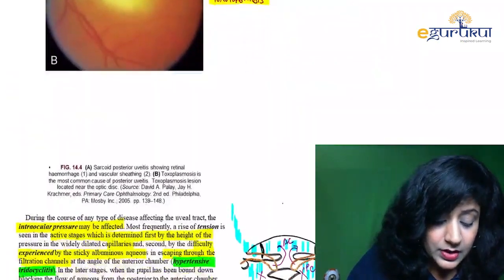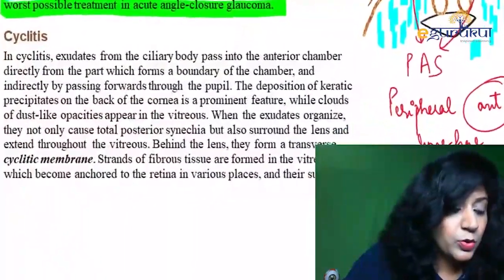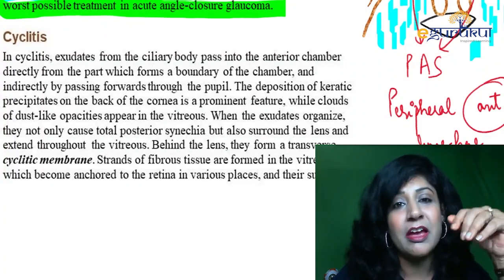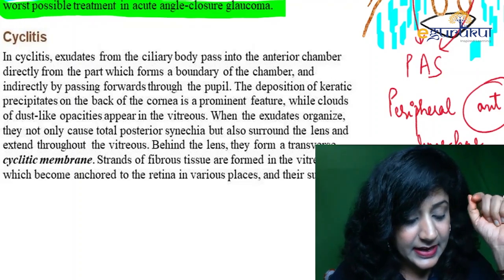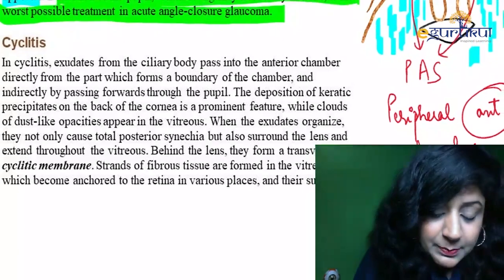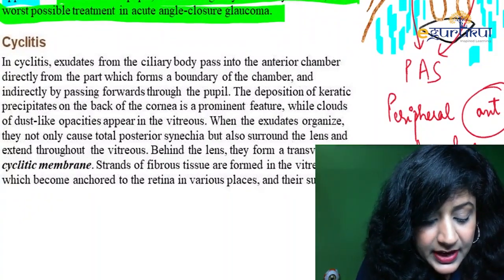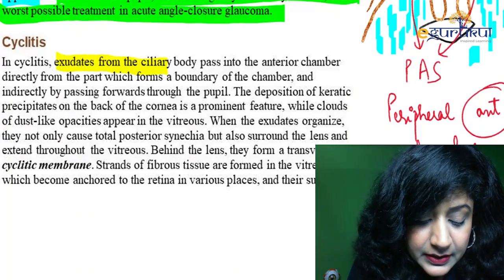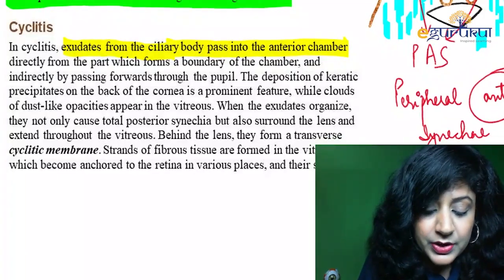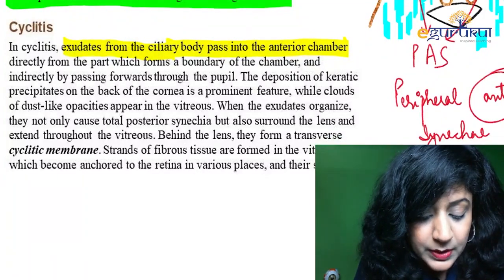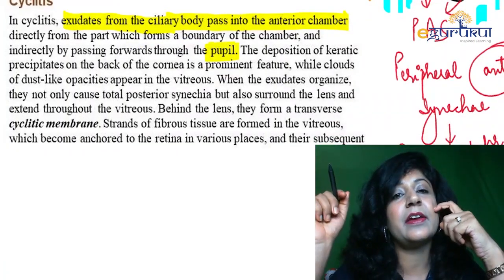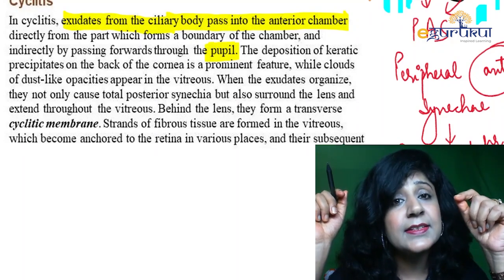All right. Now we come to the cyclitis. Now mostly both of them will go hand in hand, and usually we do not have just the iritis or just the cyclitis, we have both, that is iritis and cyclitis. So that's why it is called as the iridocyclitis. So in cyclitis, what is happening actually, we are having the exudates from the ciliary body, and they are passing into the anterior chamber directly from the part which forms the boundary of the chamber, and indirectly passing through the pupil also. So once you know you have got exudation in the ciliary body, that is called as your cyclitis.